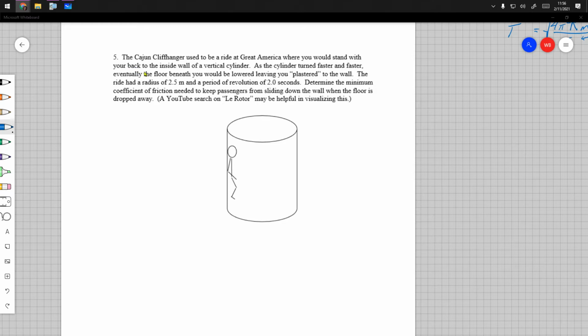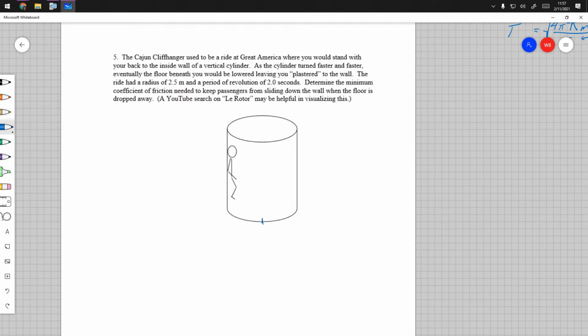So here you're going to stand with your back against the wall like we saw with everybody in this vertical cylinder, or can. And as the cylinder turns faster and faster, the floor drops out beneath you. So you're not on the floor, just like you just saw there. The ride has some internal radius of 2.5 meters here. So let's go ahead and draw that. So that's going to be rotating around some point there. And from the exterior of the wall to the point that it's rotating around, that radius is going to be 2.5 meters. Now we have the period of revolution. So it takes 2.0 seconds to go around one revolution.